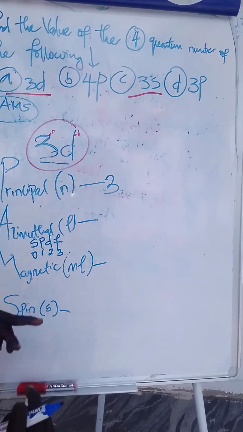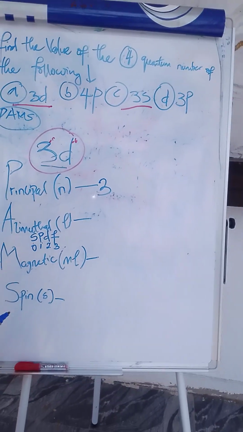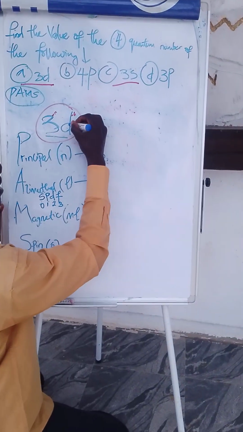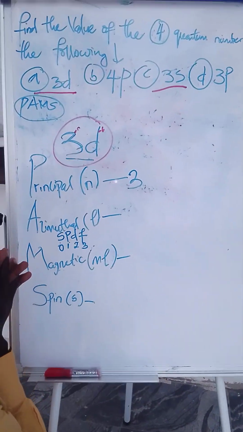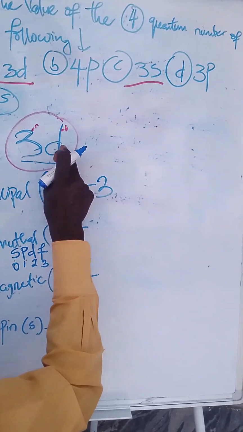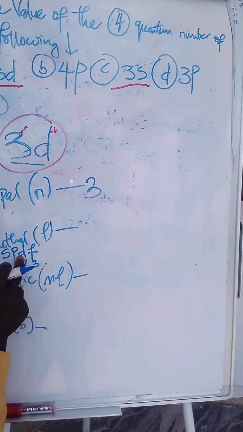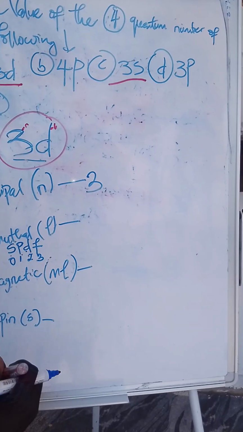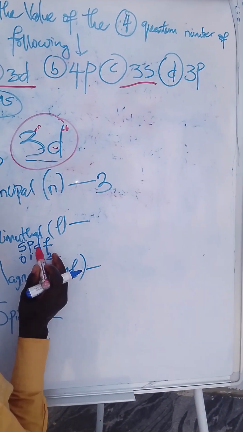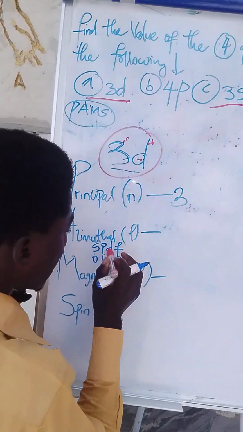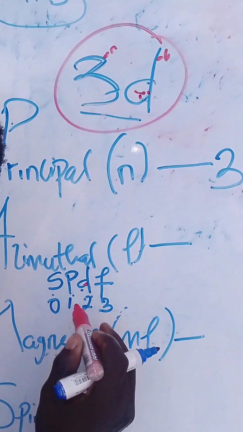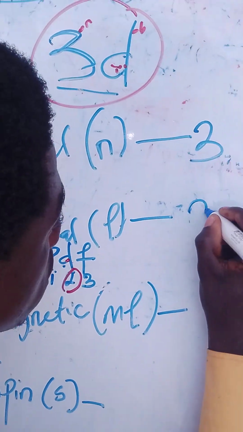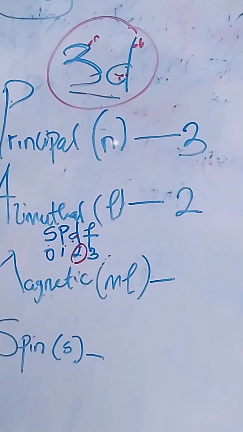Now let's check. I told you that D is our azimuthal. How is D our azimuthal? D is telling us the shape. Let me use my second marker. This D here, what number is falling under that D? The number falling under that D is 2. So that means my azimuthal is simply 2. That's my value.